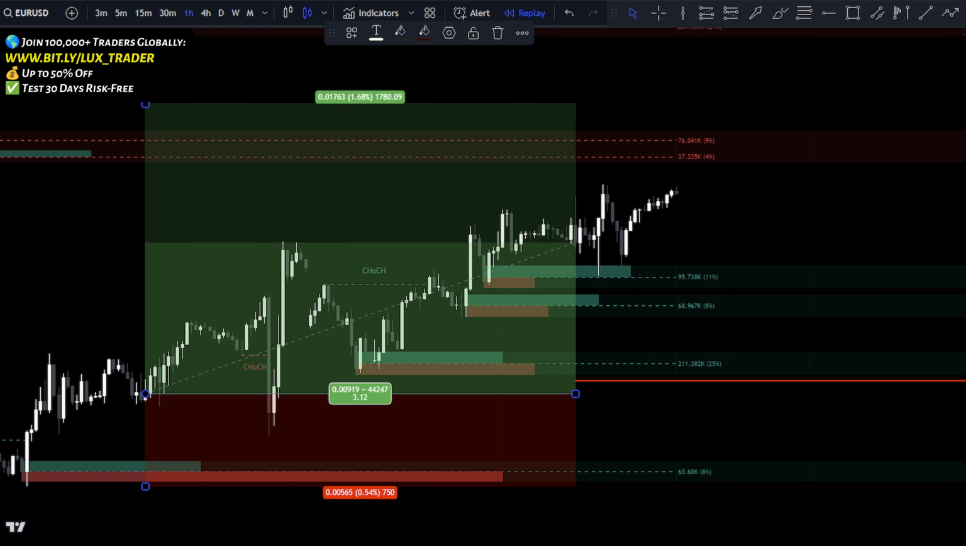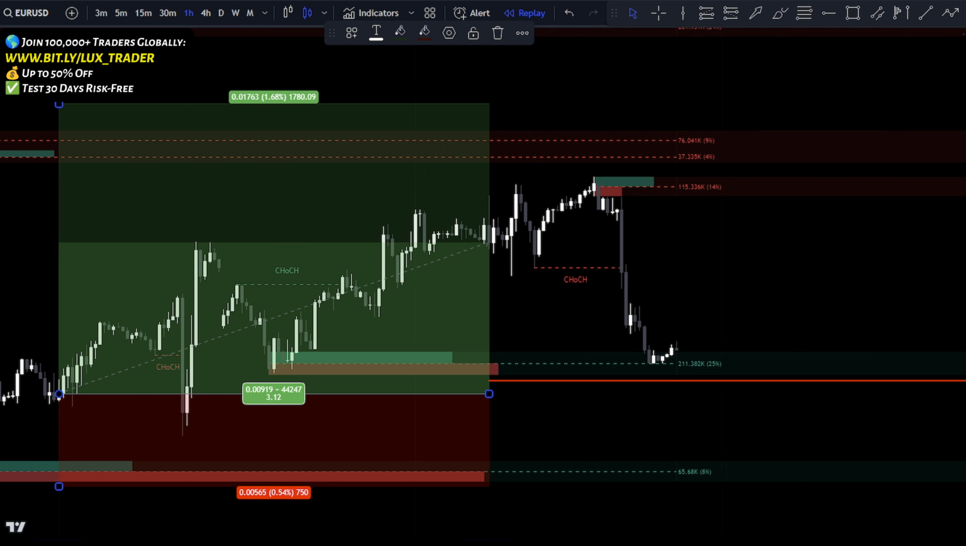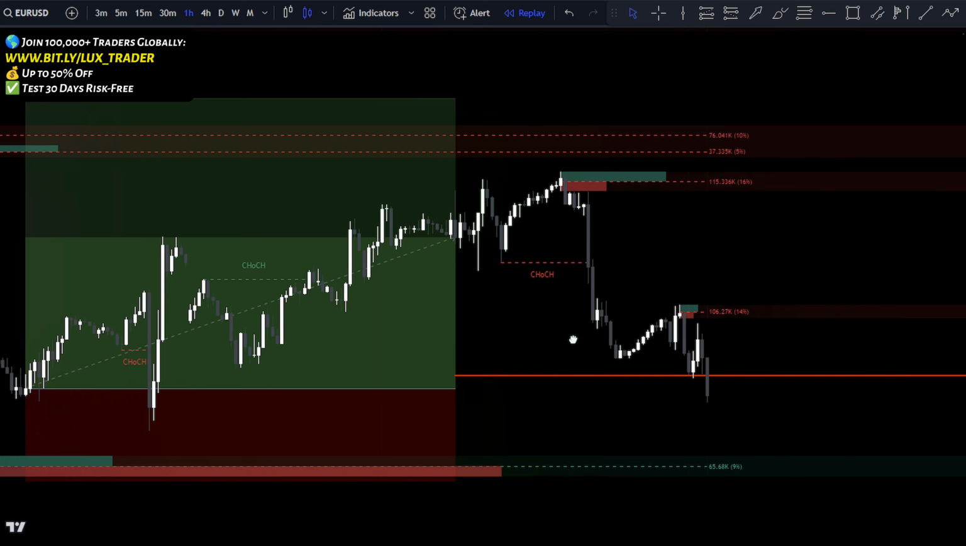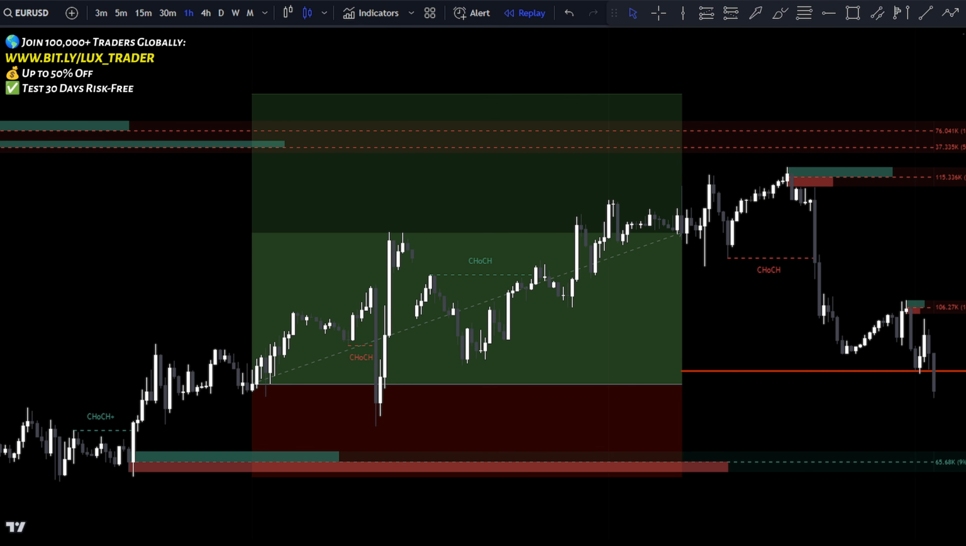Unfortunately, in this example, the price hit the first take profit but later reversed, stopping us out at break-even. This highlights why it's so important to take partial profits. They help lock in gains even if the market turns against you.